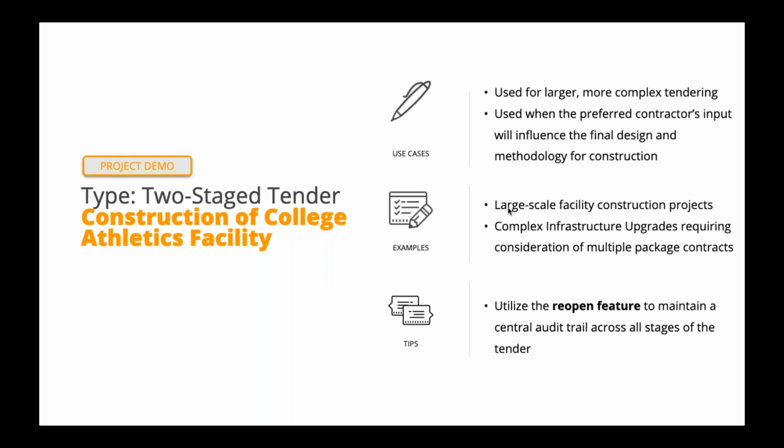So examples really to consider this in are large-scale facility construction projects, or even campus-wide construction projects, those complex infrastructure upgrades that require consideration of maybe multiple package contracts for different elements of the process. And again, utilizing that reopen feature to maintain a central audit trail across all of the stages of the tender in the project, as opposed to breaking it out and really having a patchwork approach.